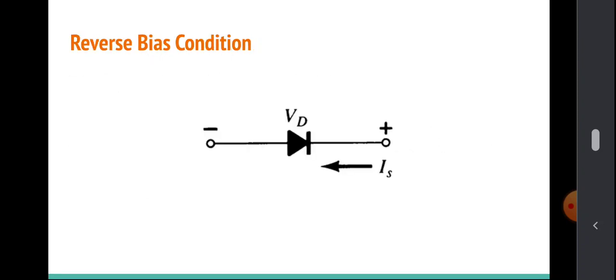Okay, and in the reverse bias, the current flows from positive to negative, so in the reverse direction with the forward bias. But if you look here, the polarity is still positive to negative.